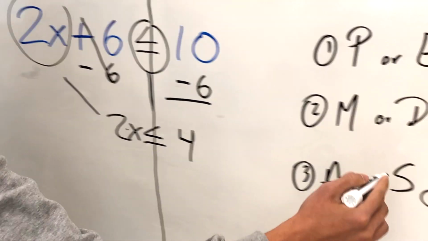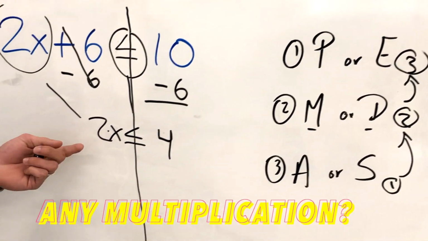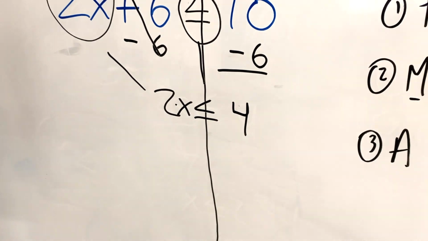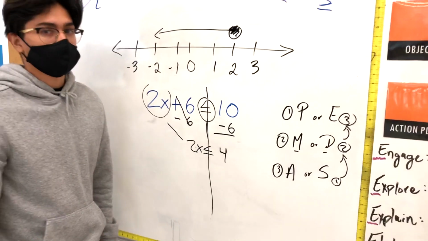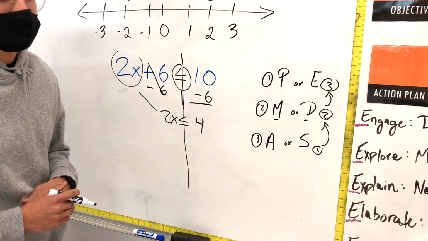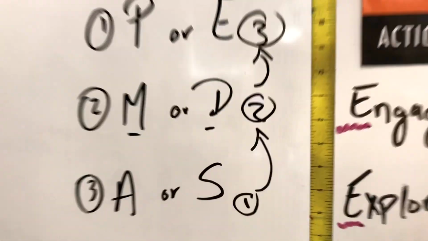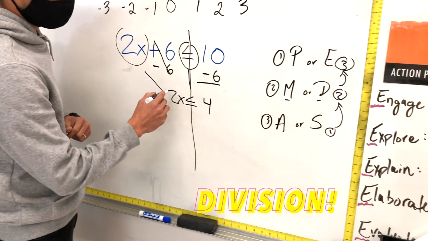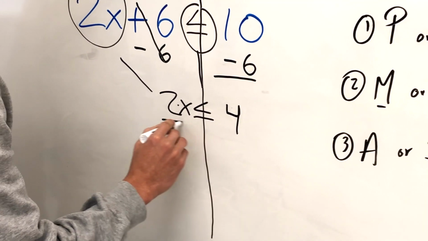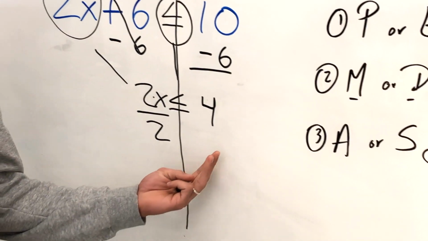Now, step number 2, multiplication or division. Do we see any multiplication right here? 2 times x is less than or equal to 4. Yes, we see a multiplication right here. 2 times x. So what is the opposite of multiplication? Division. So we're going to divide by this number right next to the variable, which happens to be 2. And what I do to one side, I do to the other side.